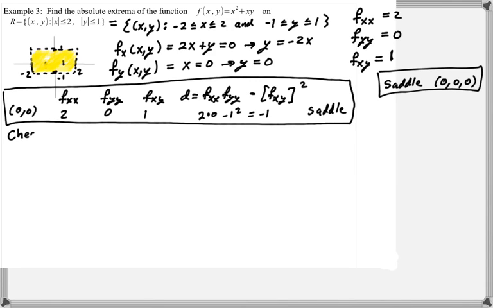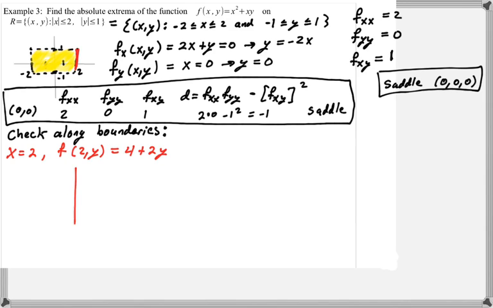Okay, so now what we need to do is check the boundaries. We're going to check along each one of the boundaries. We'll go ahead and check along the boundary x equals 2. So if x is equal to 2, we'll have f of 2 comma y, which is going to be 4 plus 2y. And that's just a line. And y is going to be between negative 1 and 1.